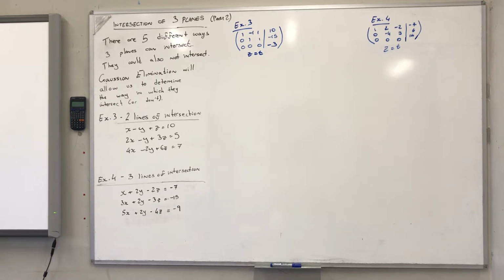But how do we decide, based on our solution, whether or not it's two lines of intersection or three lines of intersection? And then also, how do we find those lines of intersection? So what we need to do is compare each pair of planes. So plane 1, plane 2, and plane 3.